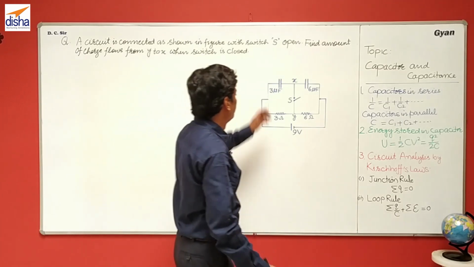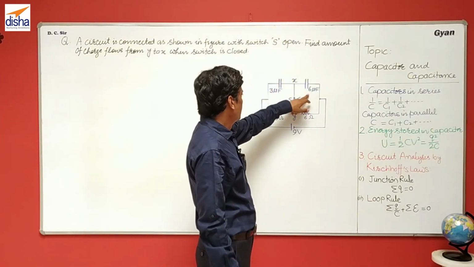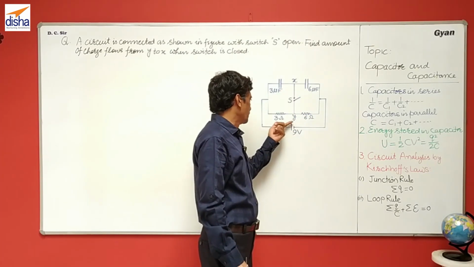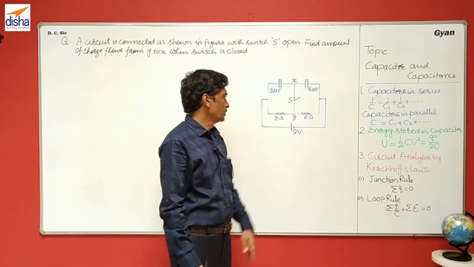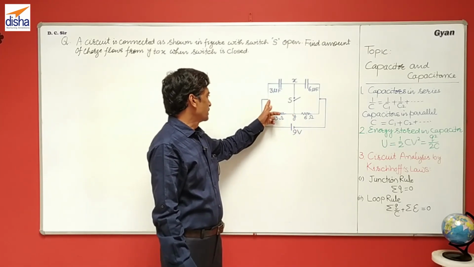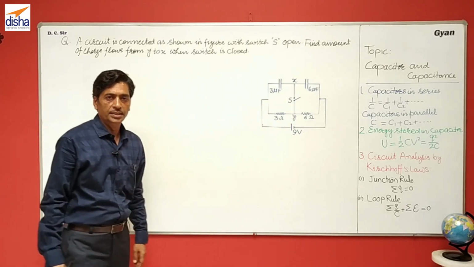Here you have two capacitors of 3 microfarad and 6 microfarad. They are connected in series, and the two resistors, 3 ohm and 6 ohm, are also in series. The circuit is connected across the 9 volt battery.